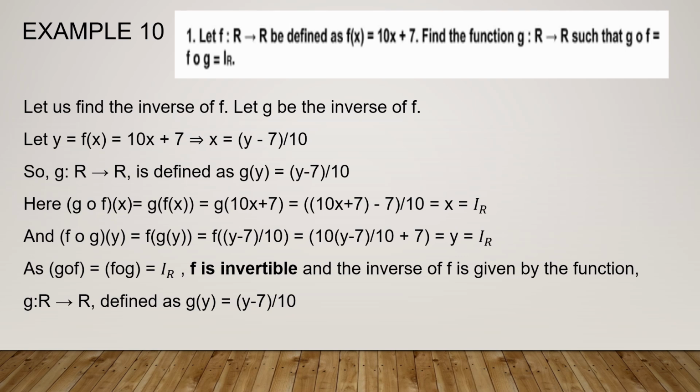Again, as I told you, what you have to do is make x the subject of the formula. So x will be equal to (y minus 7) by 10. So now I can define a function g from R to R such that g of y is (y minus 7) by 10. Now check the conditions, find g of f and f of g. So g of f(x) is g of 10x plus 7, which is equal to x, and f of g(y) is f of (y minus 7) by 10, which is equal to y. So we have shown in both cases that f of g and g of f are the identity functions. Since it is from R to R, both are the identity functions. So f is invertible and the inverse of f is given by our function g.